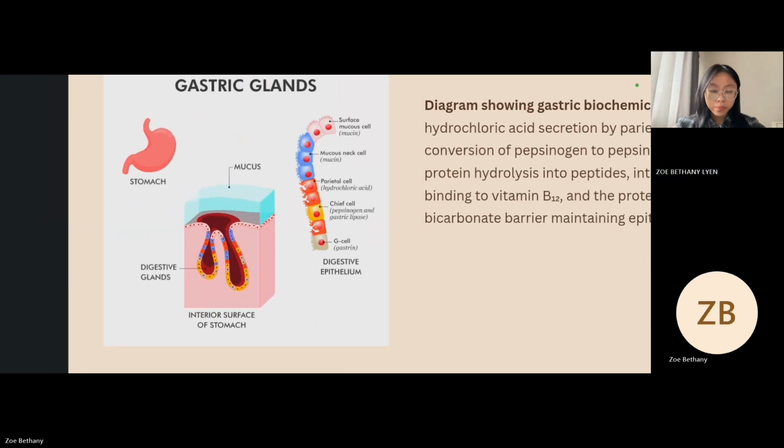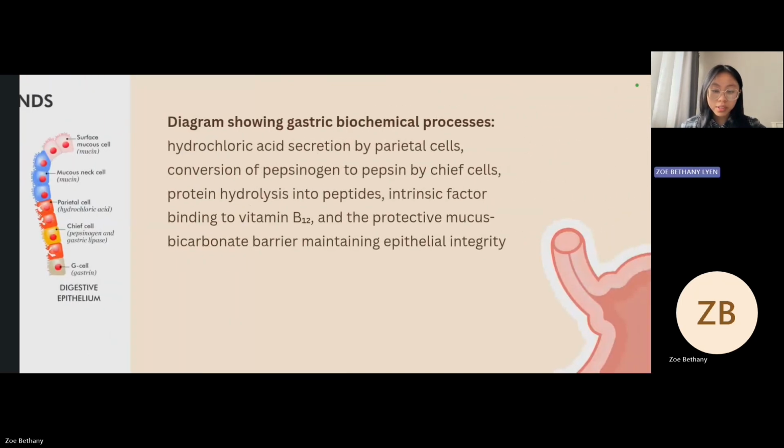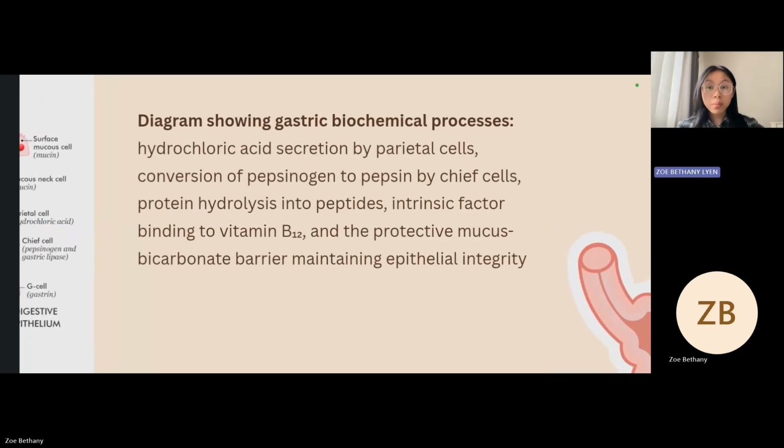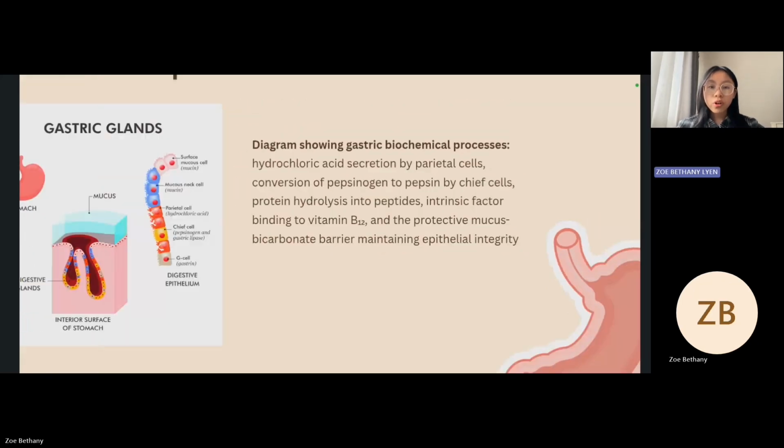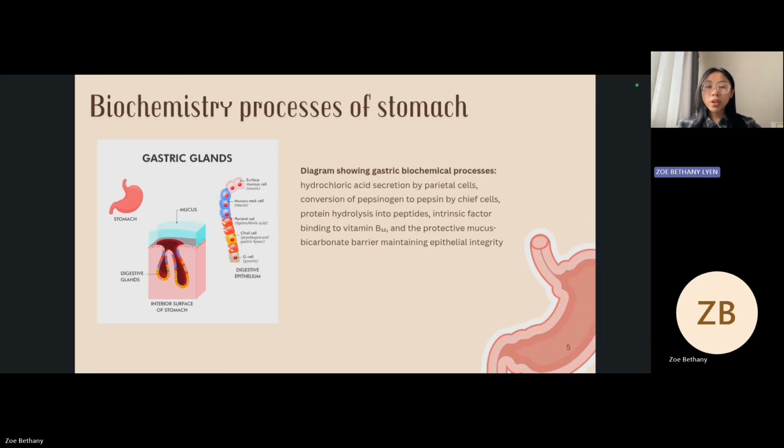So moving on to the next point, another very important factor is the intrinsic factor. It is very important for vitamin B12 absorption in the ileum. So overall, in short, gastric biochemistry involves a very delicate balance between acid and enzyme, as well as the protective mechanism to ensure effective digestion without any self-damage.